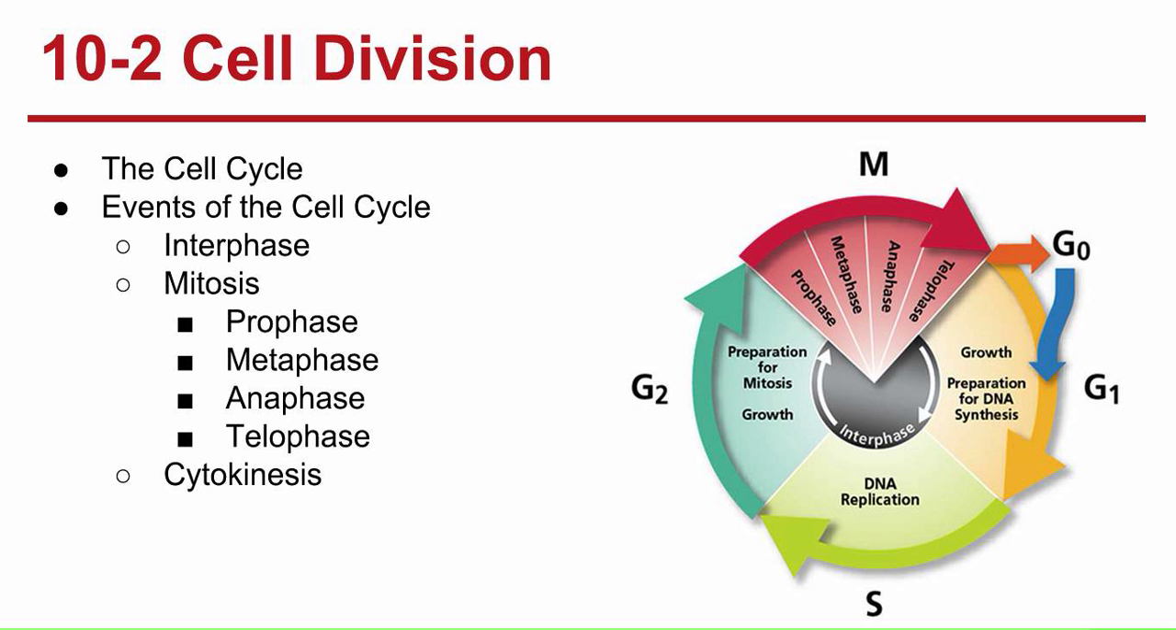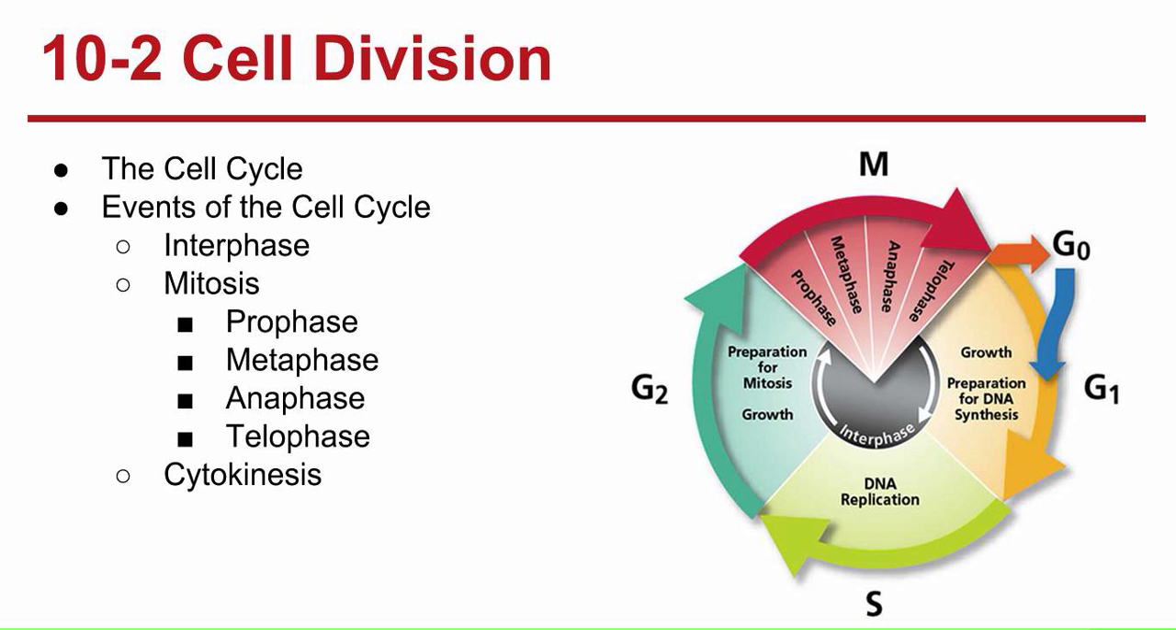Okay, 10-2, cell division. So there are two main parts of cell division. There's mitosis, which is the division of the cell nucleus, and cytokinesis, which is the division of cytoplasm. So reproduction by mitosis is classified as asexual. That means there's no sexual reproduction. It turns from one cell into two cells. And this is done in most, if not all, eukaryotic cells and prokaryotic cells.